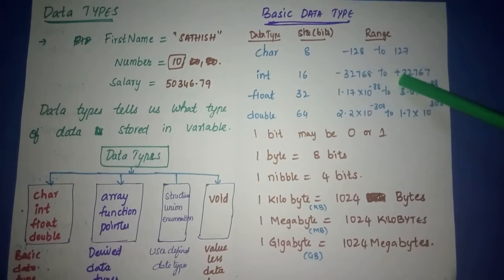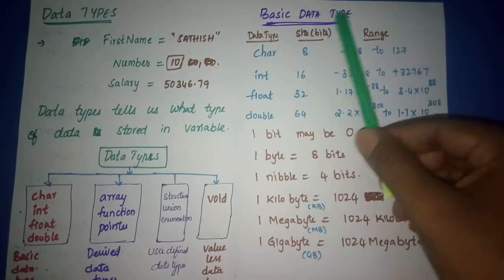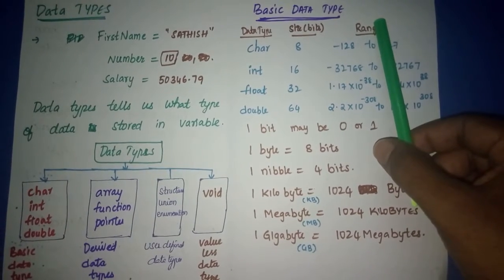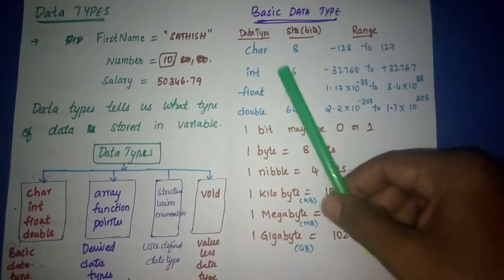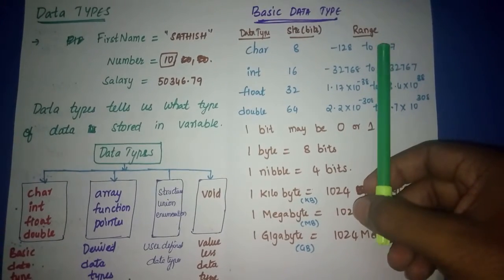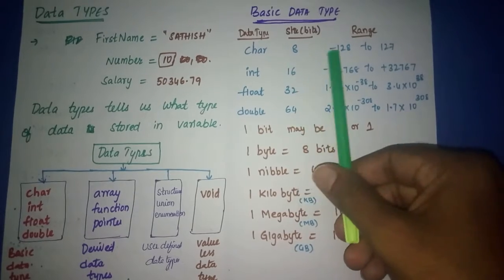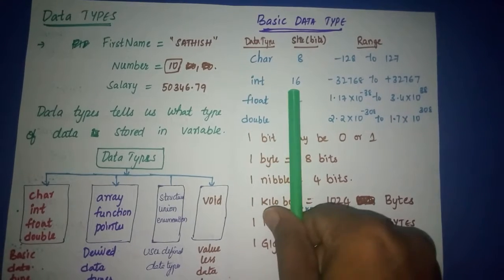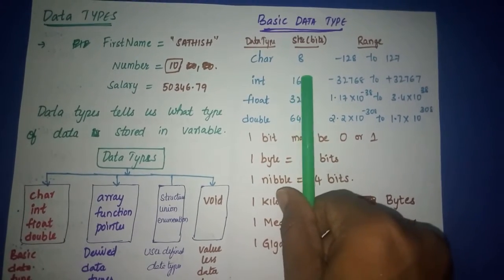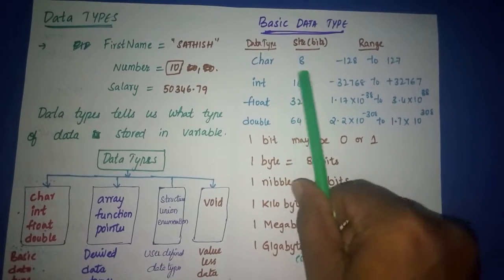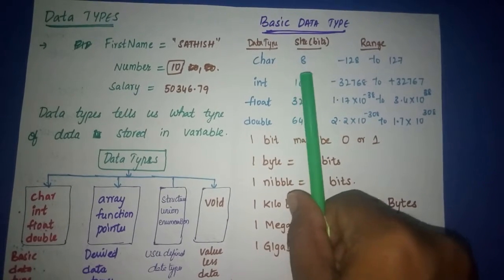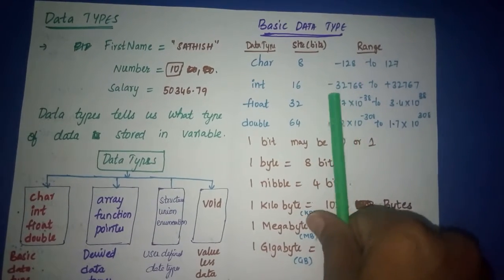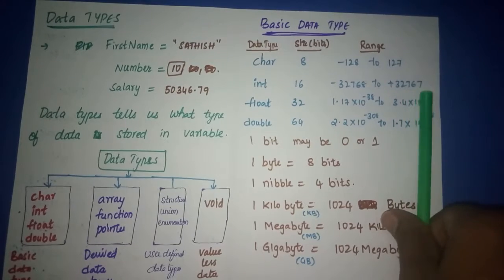In C, a character is again converted into an integer. For example, we have ASCII codes, right? In ASCII code, capital A is 65, small a is 97. So every character is converted into an integer. So here the range of a character is from minus 128 to plus 127. Integer occupies 16 bits. Sometimes this will be 16 and sometimes it will be 32, depending upon the system configuration. If it is a 32-bit operating system, it will be 32 bits. If it is a 16-bit operating system, it will be 16 bits. The range is minus 32,768 to plus 32,767.